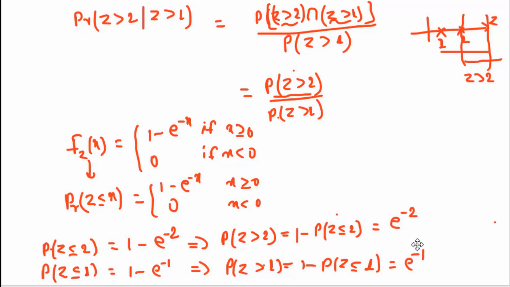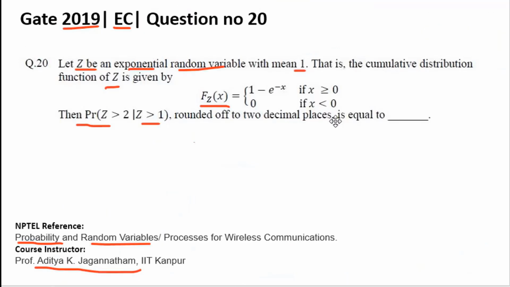So substituting these two values in this conditional probability equation will give you e to the power minus 2 divided by e to the power minus 1, which is e to the power minus 1, approximately equal to 0.37. So the correct answer for this question is 0.37.